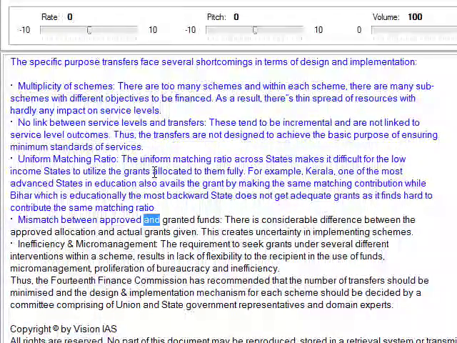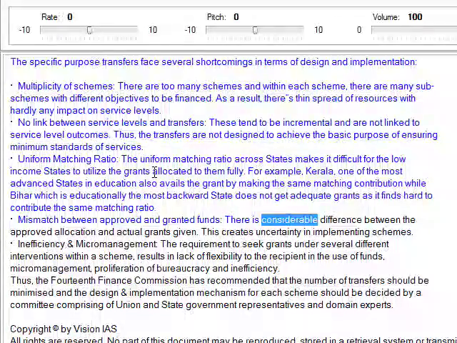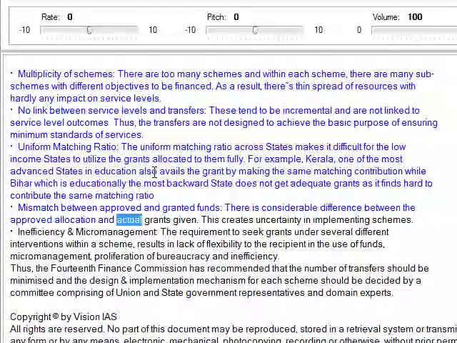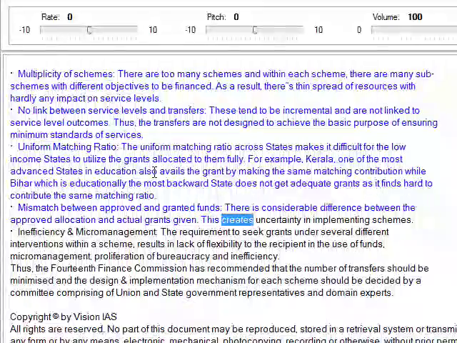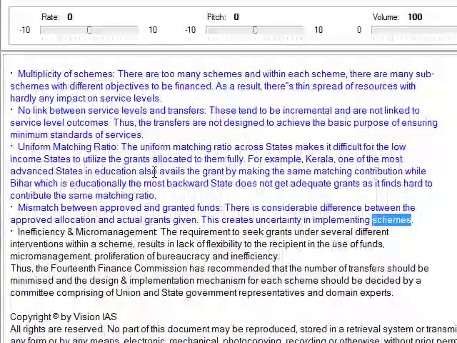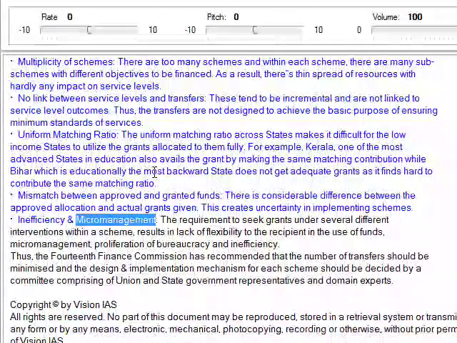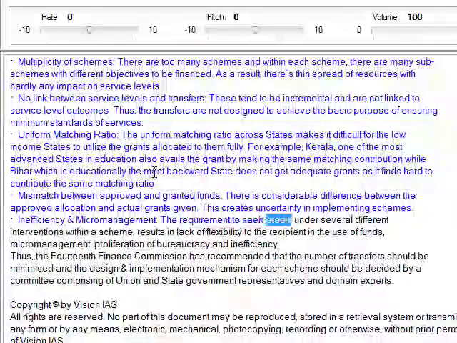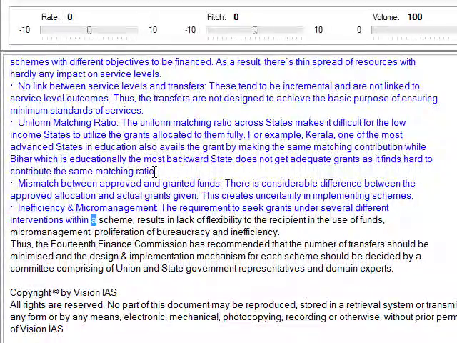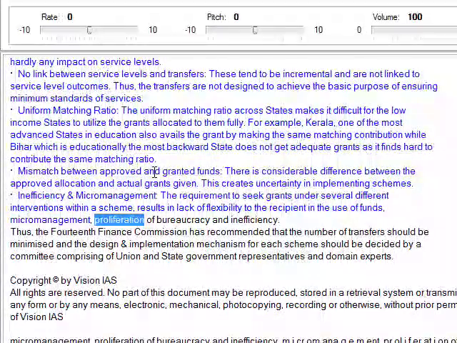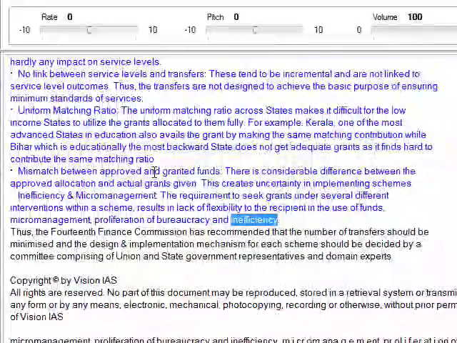Mismatch between approved and granted funds: there is considerable difference between the approved allocation and actual grants given. This creates uncertainty in implementing schemes, inefficiency, and micromanagement. The requirement to seek grants under several different interventions within a scheme results in lack of flexibility to the recipient in the use of funds, micromanagement, proliferation of bureaucracy, and inefficiency.